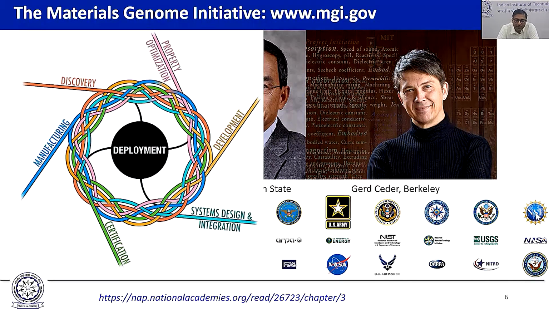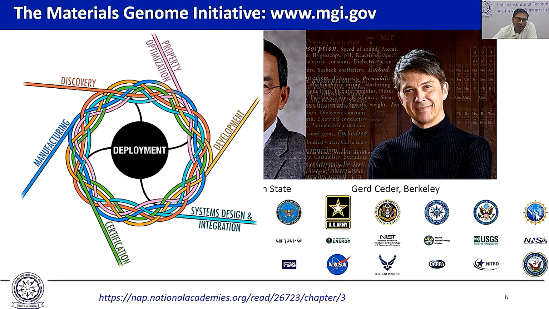And so if you look at what this Materials Genome Initiative seeks to do, they are looking to facilitate the discovery of materials, and they want to do it through proper property optimization and further development of the material. How do you actually integrate the material with the given system design? Then there is certification or the code validation, which is what I was talking about.